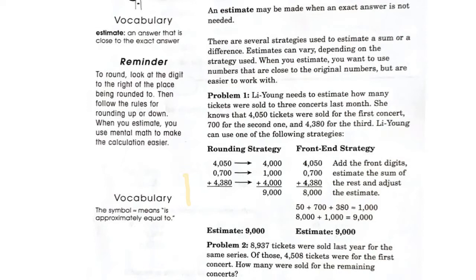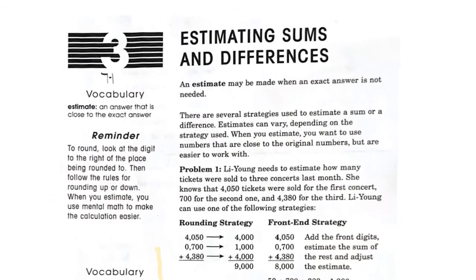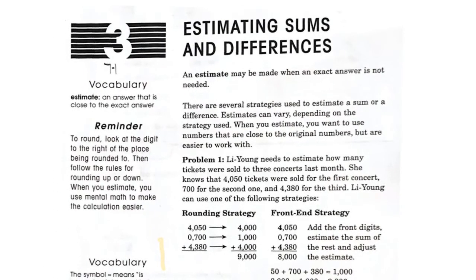Now, this is a special equal sign, and it is squiggly. So it looks like that. And that means an estimation. So we're going to be estimating sums and differences. An estimate may be made when an exact answer is not needed. There are several strategies to use to estimate a sum or a difference. Estimates can vary depending on the strategy used.